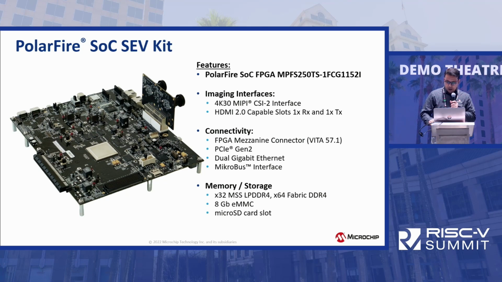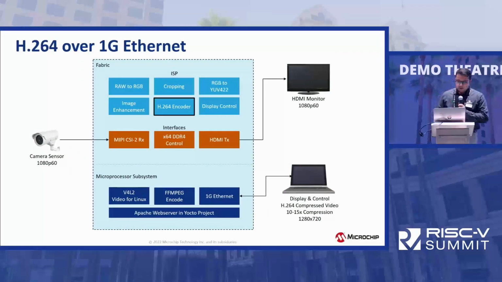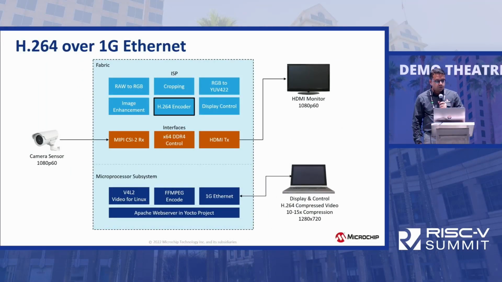Coming to demos, these are some of the demos we already have available on the PolarFire SoC FPGA focused on video and imaging applications. Let me go over a couple of them to give you a sense of what we've been working on. This one is a simple design. It takes in a camera input on a MIPI CSI interface, does an H.264 encode, and transmits it over gigabit Ethernet.